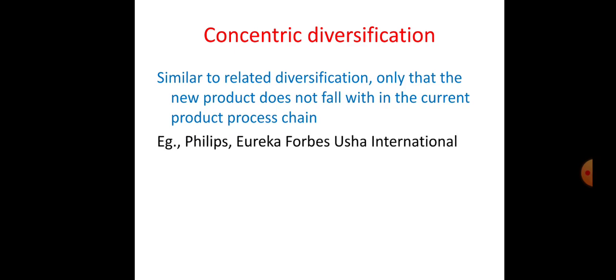Now let us discuss the next important type of diversification, that is concentric diversification. Similar to related diversification, the only difference is that the new product does not fall within the current product process chain. Examples are Philips, Eureka Forbes, Usha International.